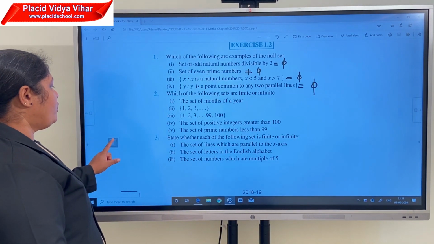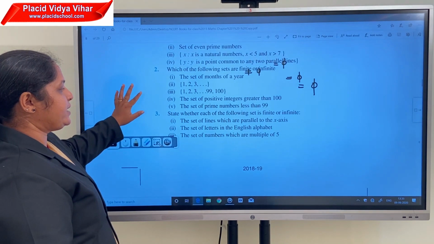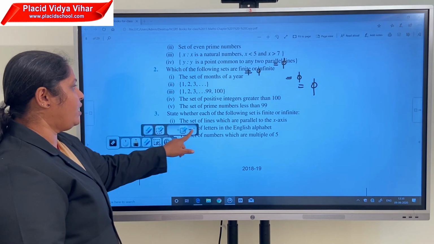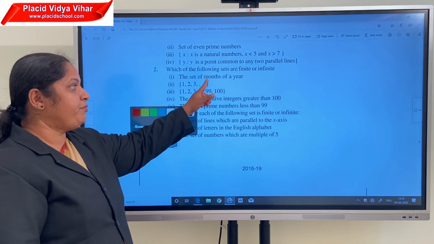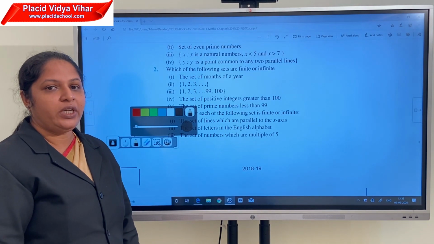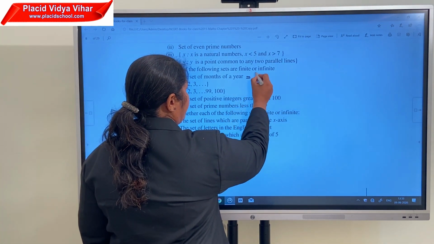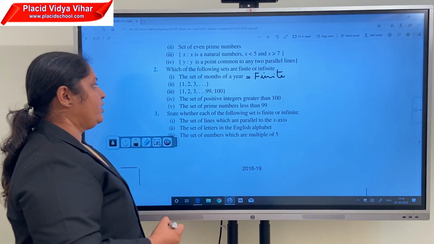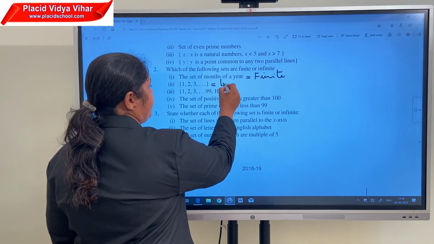Now, we'll move on to question number 2. Which of the following sets are finite or infinite? First one, the set of months of a year. We all know that there are only 12 months and hence it is finite. Second one, 1, 2, 3, etc., till infinity. The set of natural numbers, infinite.